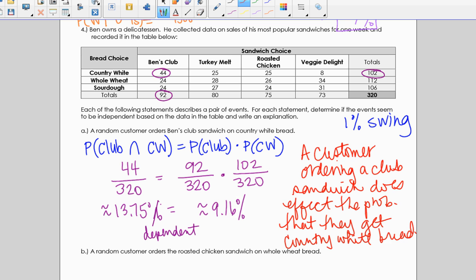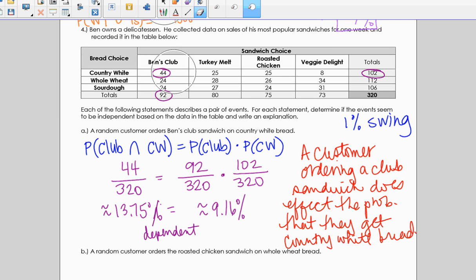All right, so if you think about it, this is important because people like to know, if I'm running a business, what should I order? What's correlated together? So that's kind of what this is doing. This is saying, if you look at that data right there, out of the people who ordered club sandwiches, it is overwhelmingly more likely that they get country white, 44 compared to 24 and 24. So that makes sense that one depends on the other.